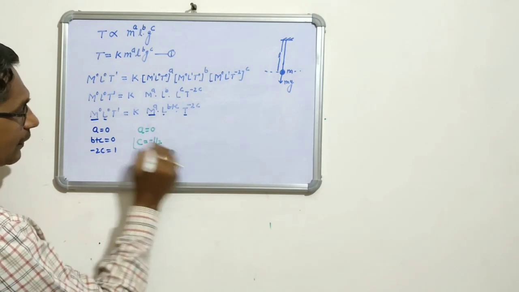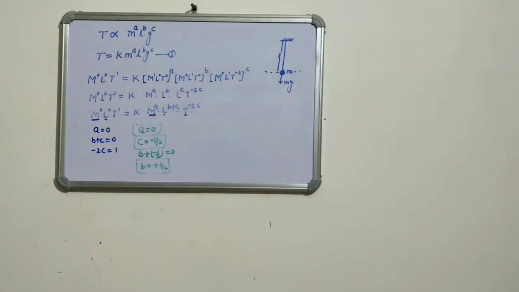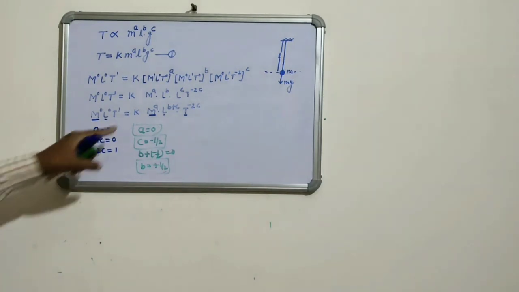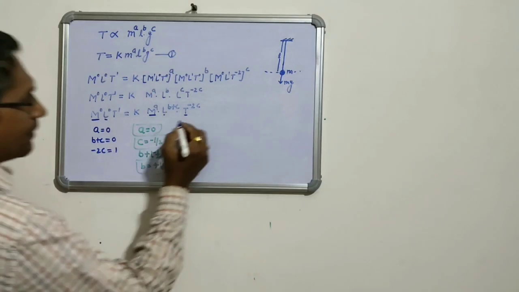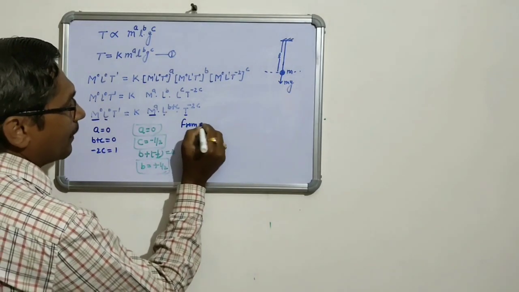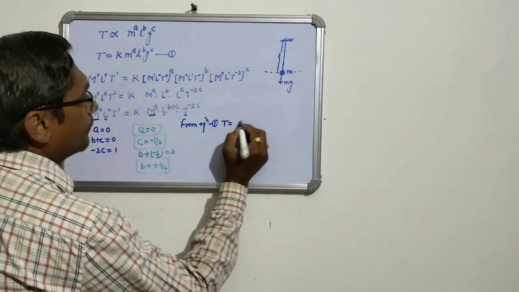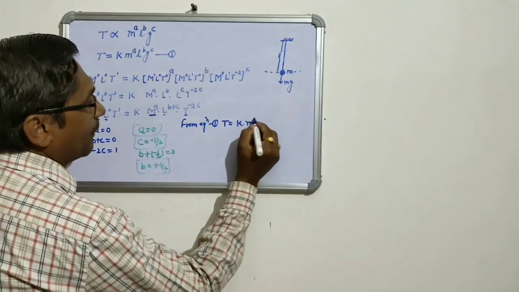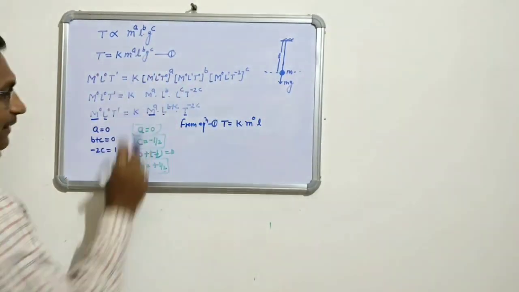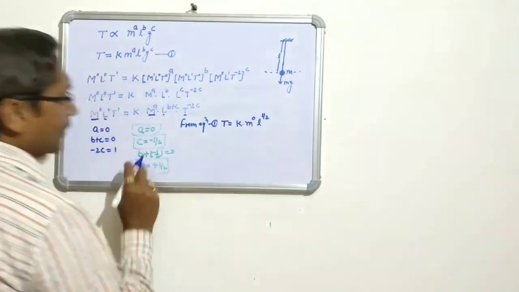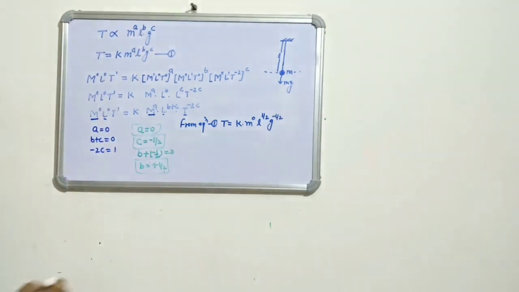So we get three values: a is 0, b is plus half, c is minus half. Now put the values of a, b, c in equation number 1. So from equation 1, T equals k m to the power 0, the value of a is 0, L to the power b, and the value of b is half, and g to the power c, and the value of c equals minus half, right?